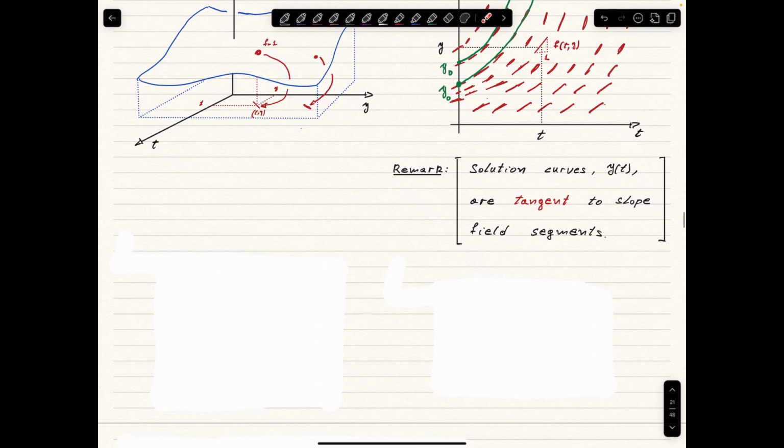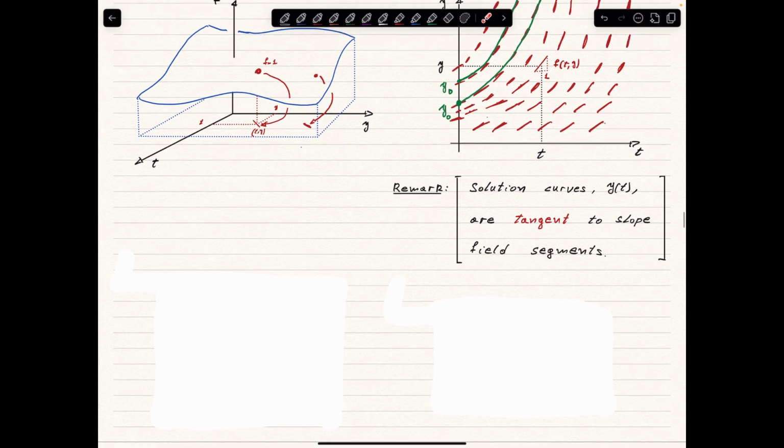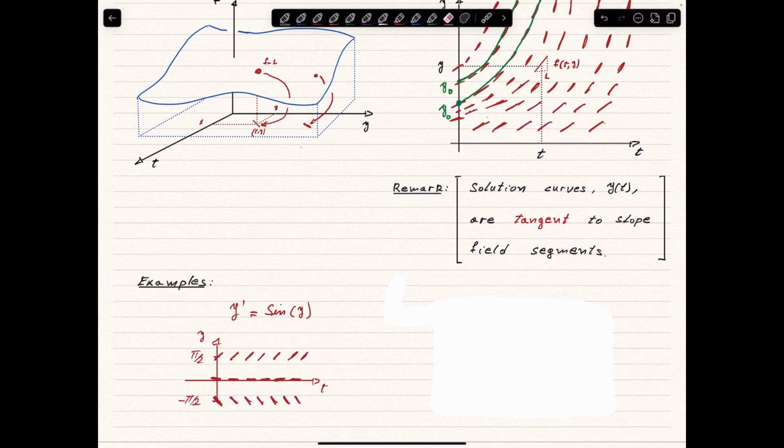More examples of slope fields. Now this is an arbitrary function f. Let's pick a function f. For example, let's pick the function f to be sine of y. So now this is f. And notice that it's not a function of t, it's a function only of y. Which means if we move on the t-axis, nothing changes because the function f that we picked here, sine of y, doesn't depend on t. So the slope field cannot change when we move on the t-axis. It's only going to change when we move in the y-axis.